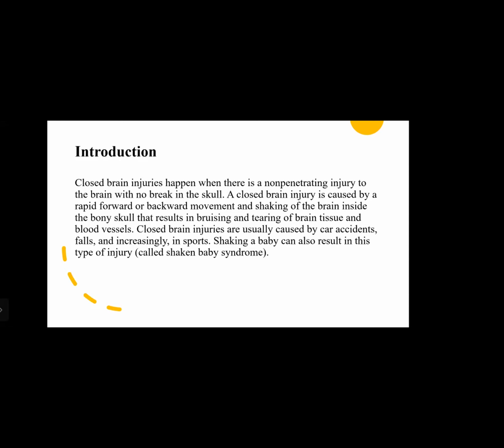Closed brain injuries are usually caused by accidents, falls, injuries in sports, shaking of a baby, and also result in the type of injury called shaken baby syndrome. Continuing.